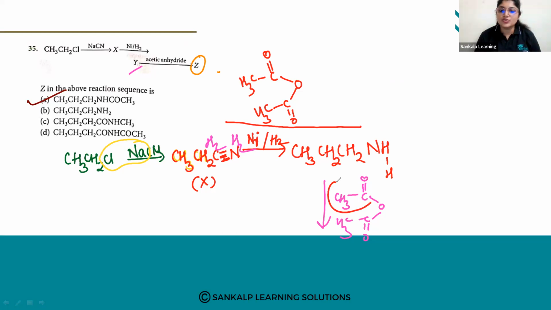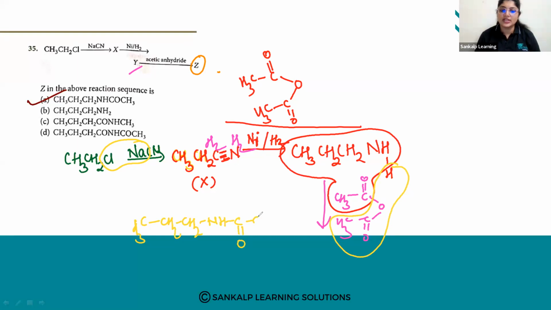CH2OH will combine here with this, and the other part H will be combined with this, like this. So what you get now is CH3, CH2, CH2, and H, then C double bond O, CH3 plus CH3, C double bond O, OH. Understood? So like this, we are going to get the answer. You have to follow the steps this way.